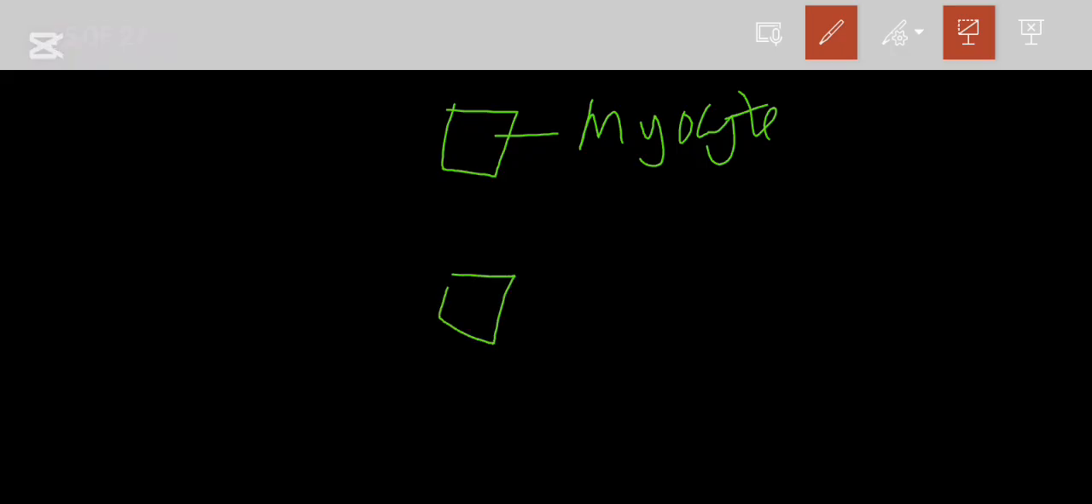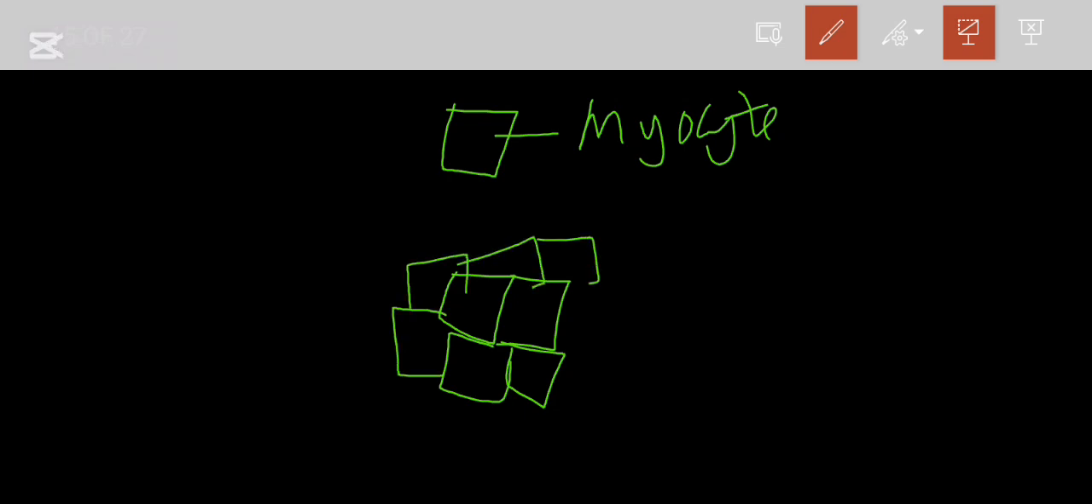We have the myocytes. Just imagine this is the myocyte. It's more like a single unit. Then this myocyte, we are going to combine them. We are going to combine these myocytes. Once these myocytes have been combined, then we are going to have what we call myocardium.